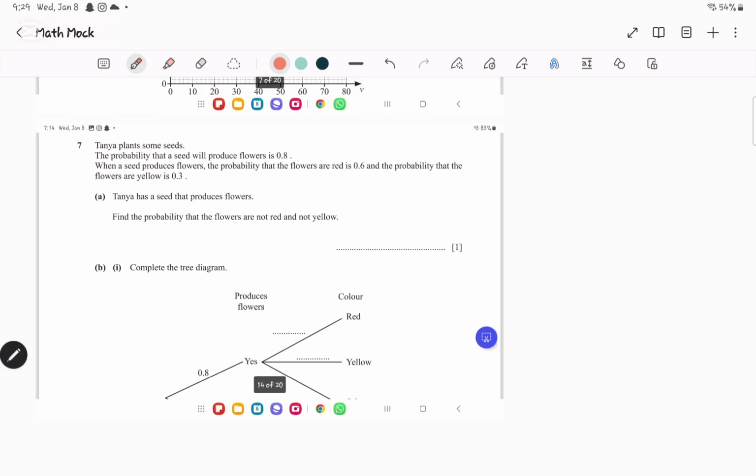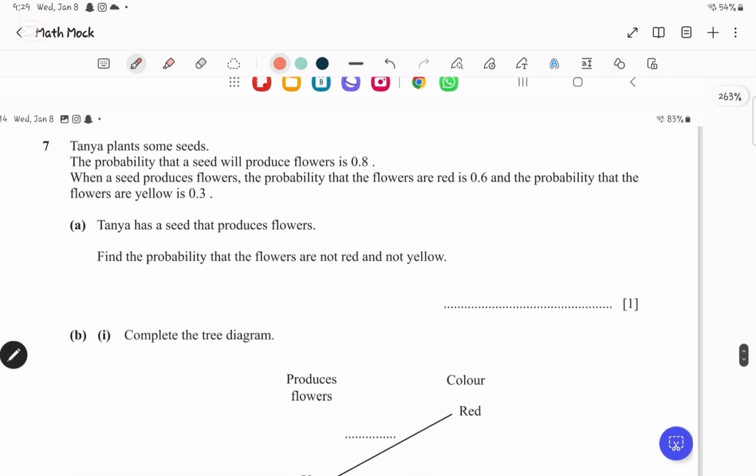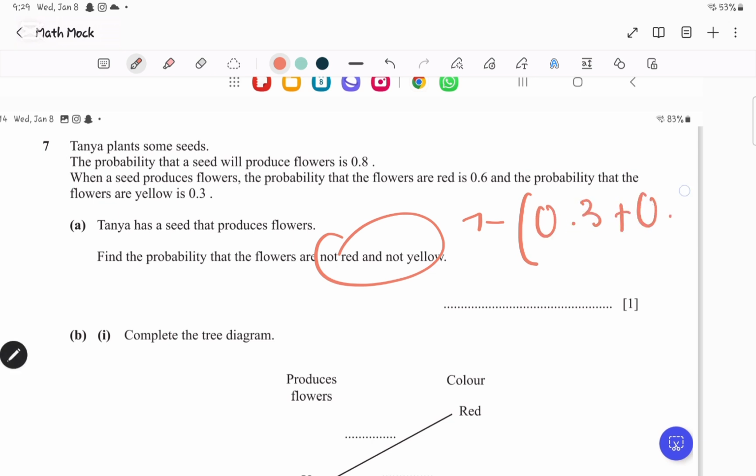So Tanya plants some seeds. The probability that a seed will produce flowers is 0.8. When a seed produces flowers, the probability that the flowers are red is 0.6, and the probability the flowers are yellow is 0.3. Now, find the probability that the flowers are not red and yellow. Not means 1 minus. So 1 minus the probability they are red, 0.3, plus 0.6. Now, why did we do plus? It is kind of confusing to explain, because here they do not mean it in the sense of multiplication.